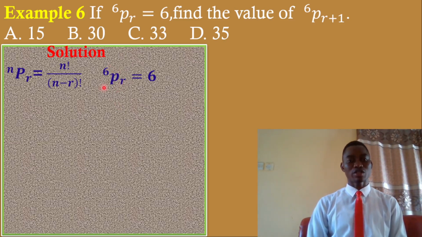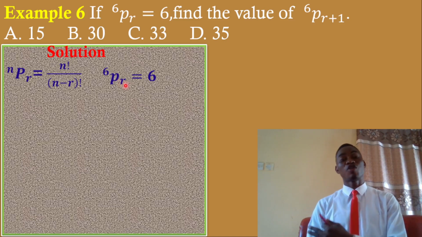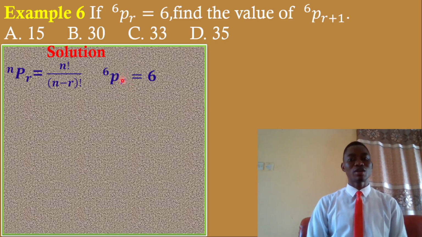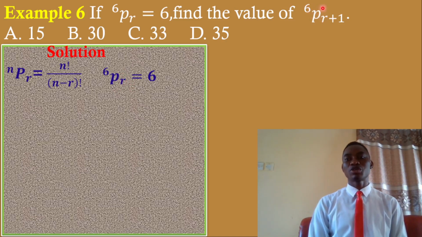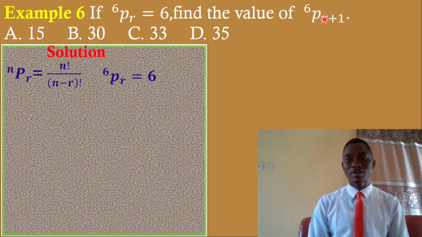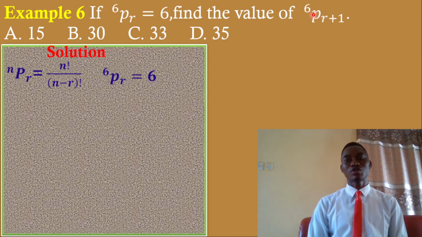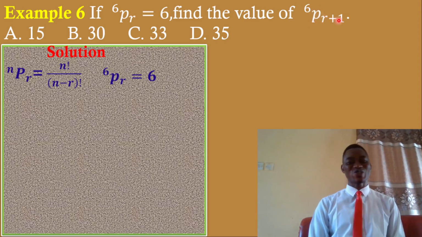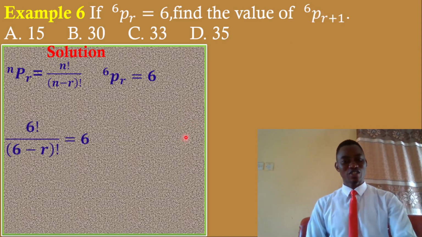We're going to express the left hand side in a better way, so that we'll have a way of getting a value for r. Once that is gotten, then we'll come to 6P(r plus 1) and substitute for r, then we'll get a value for 6P(r plus 1). Okay, let's just move on.